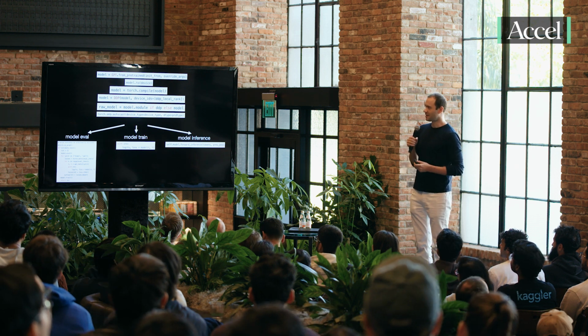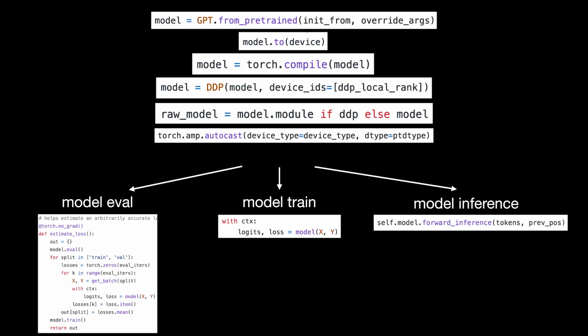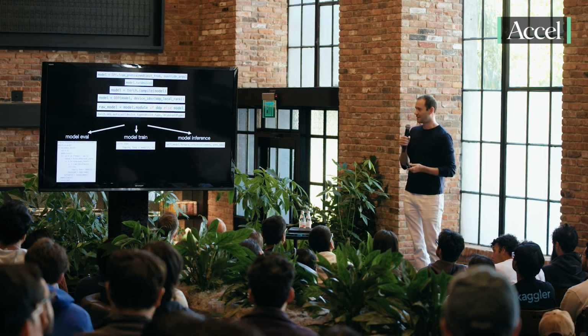So the trickiness comes in that you have your model, which you've written, that makes sense. But now you have to keep track of a number of abstractions at the same time. You have to put it on a device, you want to compile it, you want to wrap it in DDP, and suddenly things start to get a little bit more complicated, because I'm not even sure in what order you do these, what exactly happens, what these abstractions are, what they do to your model. So I don't fully understand how any of this works.